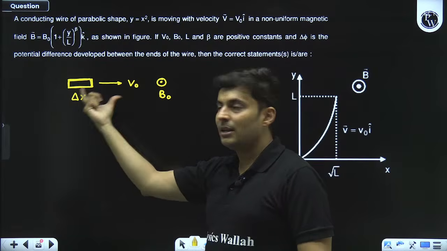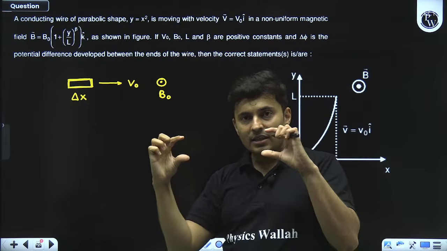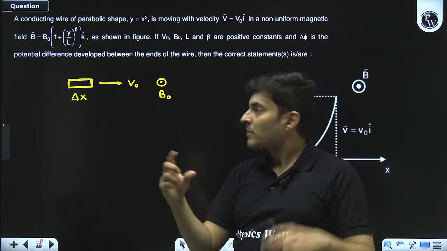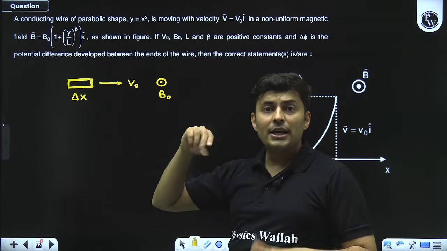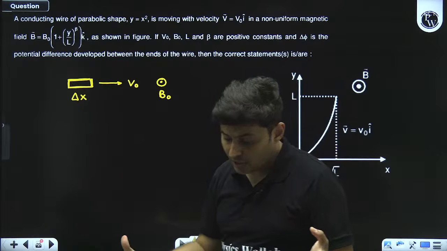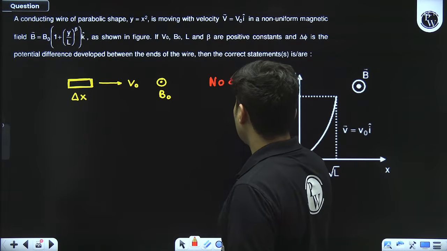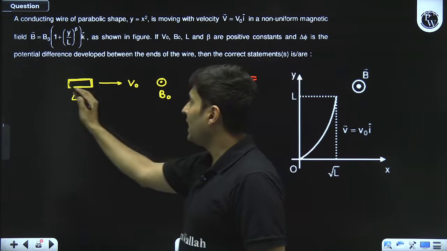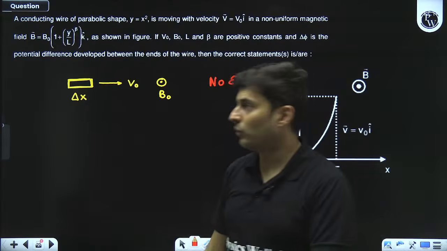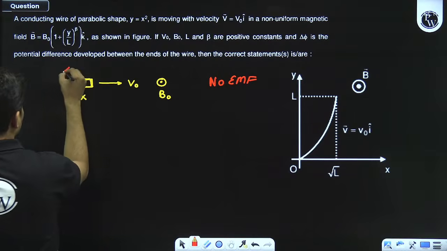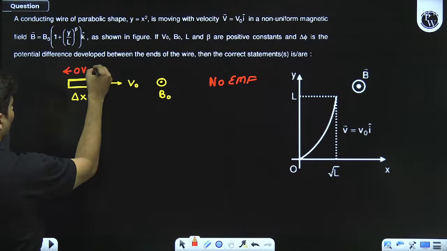Remember, if the element's length is in the direction of the velocity and the magnetic field is perpendicular, there is no EMF generated, zero. So there is no EMF across the ends of the conductor. 0 volts will be generated. So this will be 0 volts.